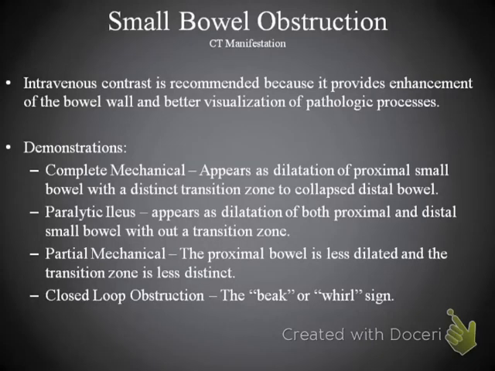So the beak sign in a closed loop obstruction is basically a tapering of the bowel as it leads into the obstruction. Just like a beak starts out very wide and then becomes very narrow, that is how the beak sign would look. The whorl sign is a little different. It's due to the twisting of the mesentery. And so there's really no great images to show you on this. It just kind of looks like a swirl, and that's what we look for.